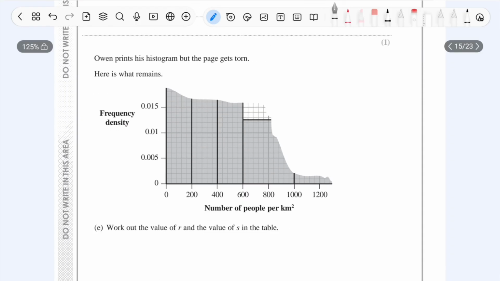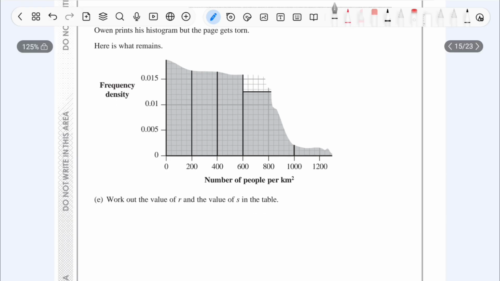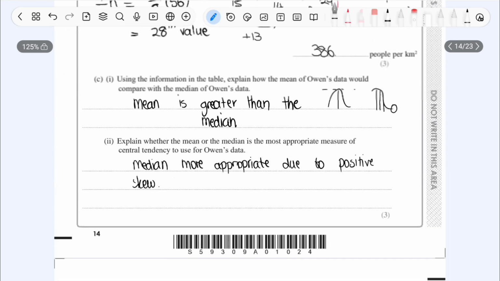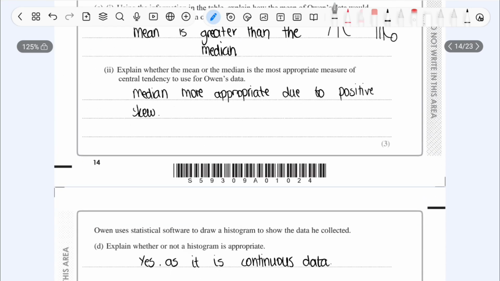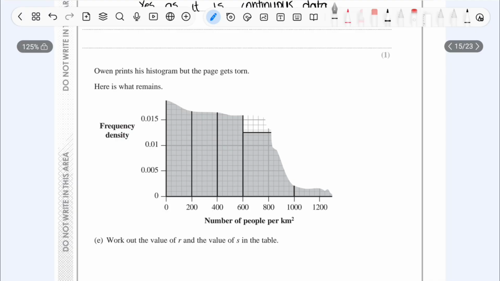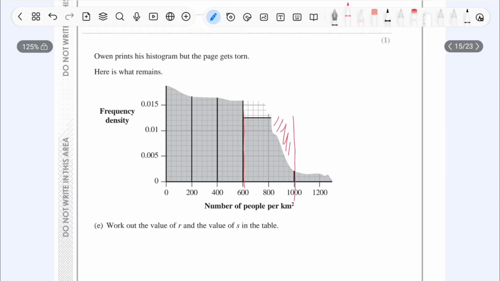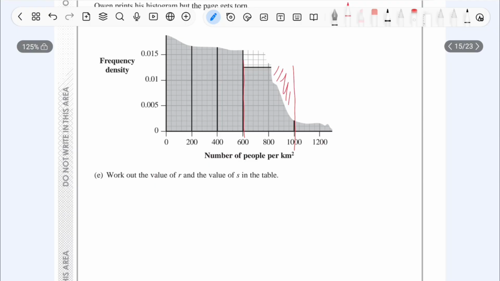Owen prints his histogram, but his page gets torn. Here is what remains. Work out the values of R and the value of S in the table. Okay, this looks harder than it actually is, so I'm going to go back to the actual table. Now, the parameters for R were the intervals of 600 and 1000. So we're looking at everything bound by this part here. So the idea is we want to get the remaining area. Now, this is frequency density and the number of people.